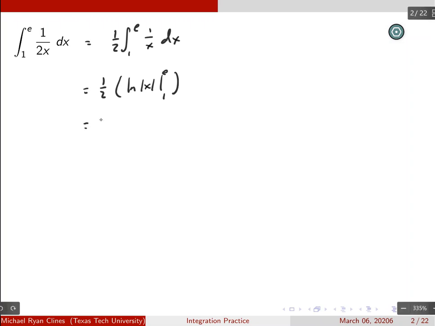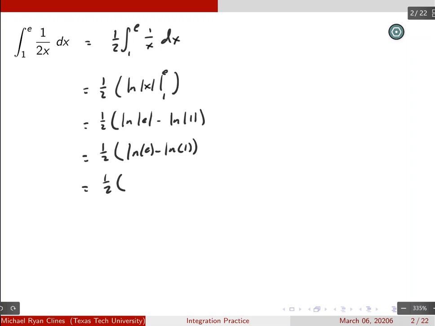So from here, we implement the fundamental theorem of calculus, where we plug in each of these limit points into our antiderivative, take their difference, and then that is our result. So this is the natural log of the absolute value of e minus the natural log of the absolute value of 1. But since e and 1 are both positive numbers, the absolute value of a positive number is itself, so this is the natural log of e minus the natural log of 1. And then the natural log of e is actually 1, and the natural log of 1 is 0. So it's 1 minus 0, times 1/2, and this is just equal to 1/2.